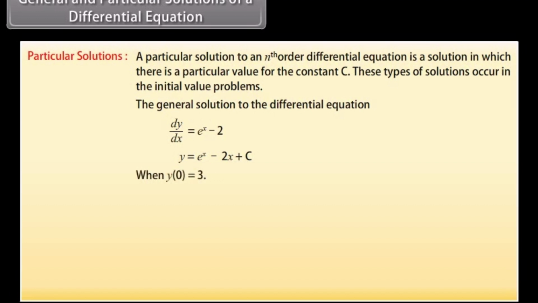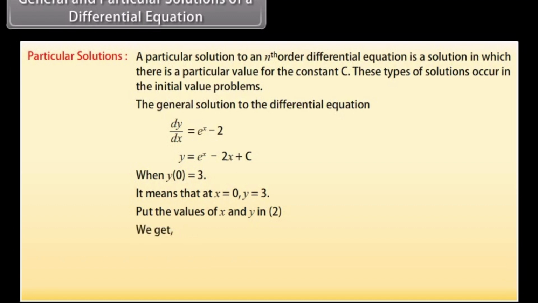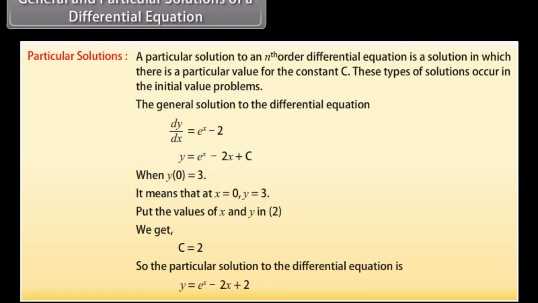when y0 equals 3. It means that at x is equal to 0, y equals 3. Put the values of x and y in equation 2. We get c equals 2. So the particular solution to the differential equation is y equals e raised to the power x minus 2x plus 2.